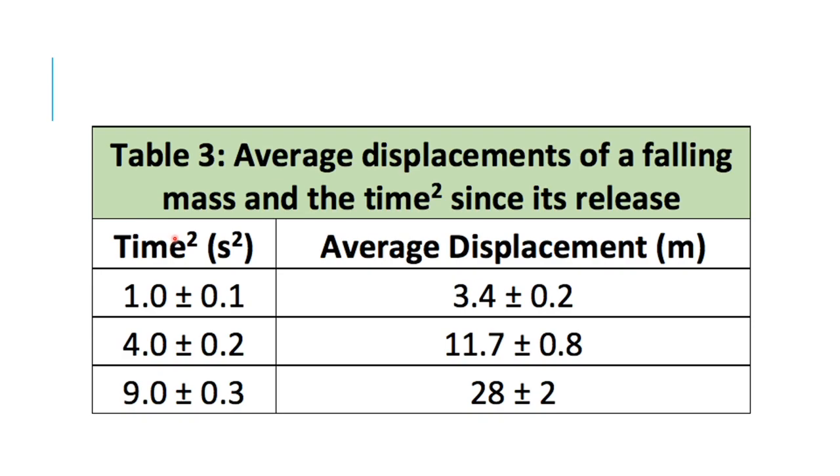If I make a new column in Excel, or I can even have Logger Pro do this for me, and I use these values, I'm going to plot the average displacement versus time squared, so I actually calculate the times squared. Notice we have to change the title of the table and some other things too. The units become seconds squared. The uncertainties would all change. I'd have to propagate error for my time squared.